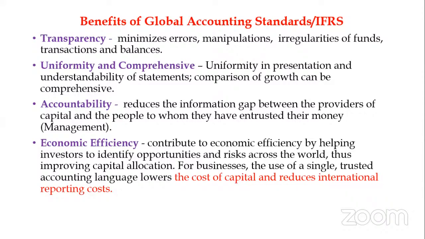The ultimate goal of a global standard is to bring uniformity, to bring comparability. So by bringing comparability and uniformity, they also want to achieve transparency. It means they wanted to minimize the errors. They wanted to minimize the manipulations and irregularity of funds. It is required, so this IFRS is helping for that. I'll show some of the research outputs of that. And uniformity, obviously, now including India.